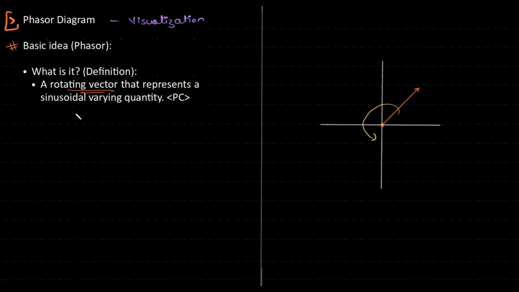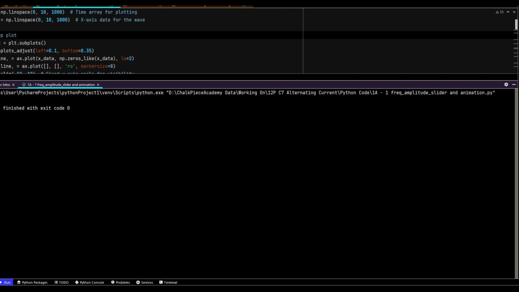How does it represent? What is, first of all, sinusoidal? Yes, it has to do with a sine wave, a smooth wave that looks like a sine. So that is a sinusoidal varying quantity. This will vary with time. Let me show this. Let me show Phasor first.